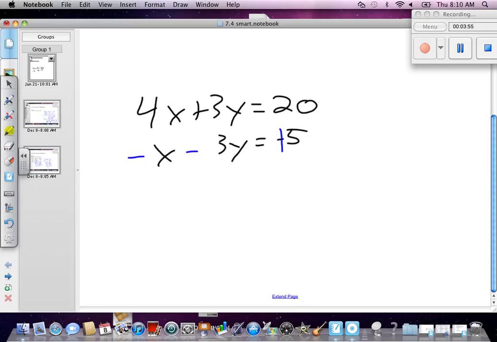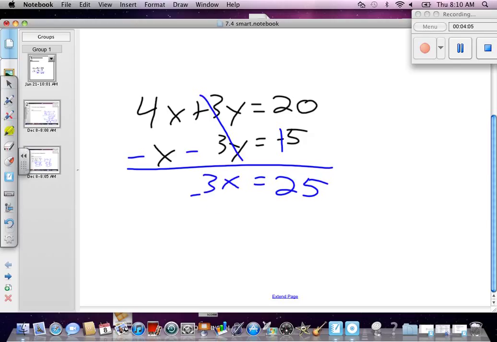All right, we're going to add straight down. 20 plus 5 is 25. The y's cancel. 4 plus negative 1 is 3x. We divide by 3. x goes into 25 6 times with 1/3 left over. Now we're going to take that and plug it into either equation. I'm going to do the second one. Doesn't matter which one you do.